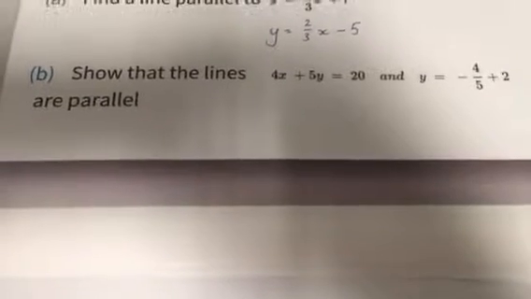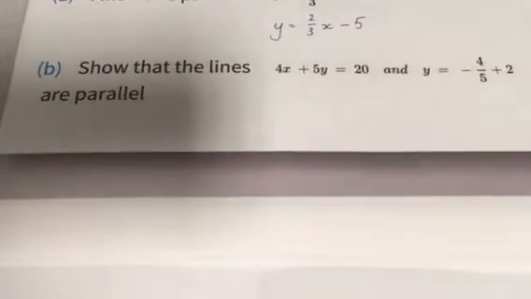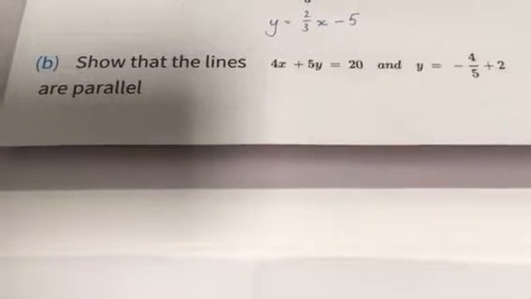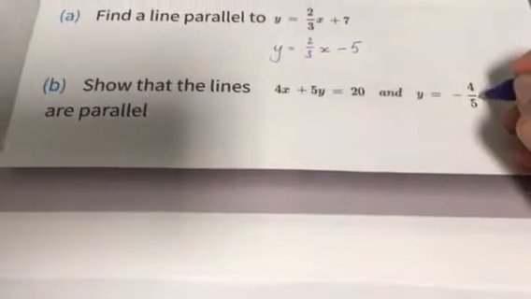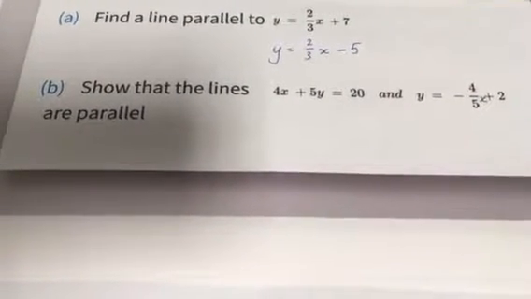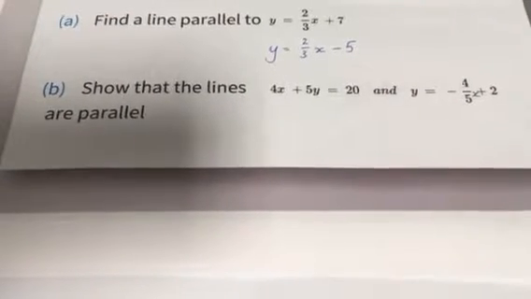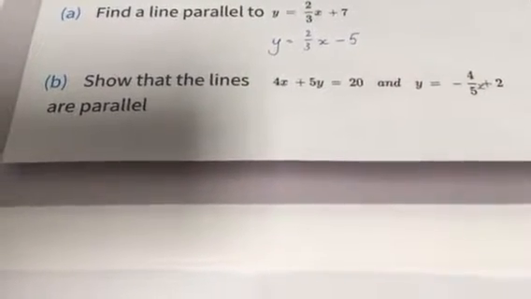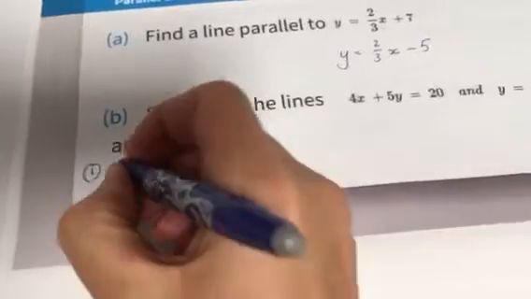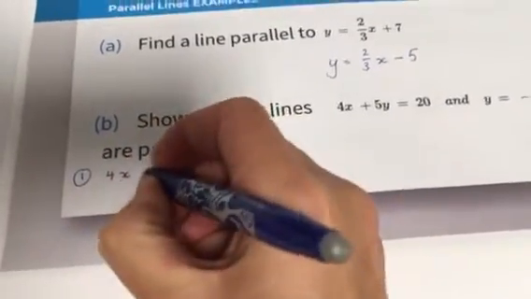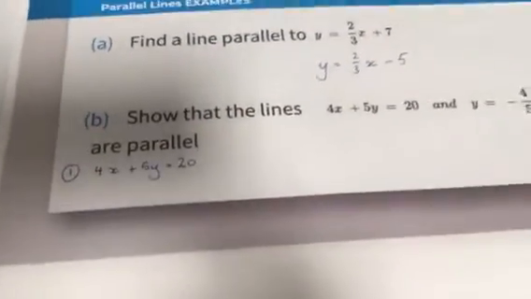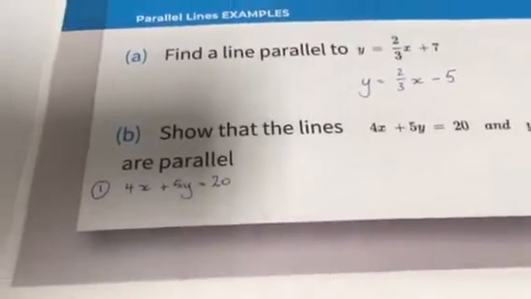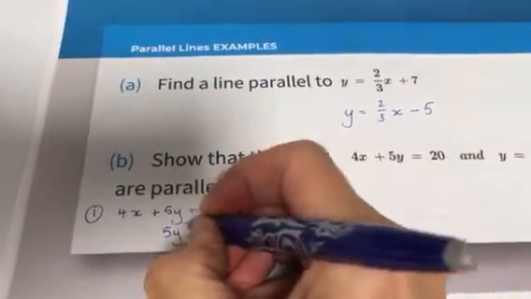Moving further along to a bit more of a complex situation, I've got this. Show that the lines 4x plus 5y equals 20 and y equals negative 4/5 x plus 2 are parallel. So when I look at those two, it's not quite clear that they have the same gradient, so I have to do a little bit of work. So let's start with equation 1. Equation 1 is 4x plus 5y is equal to 20. Before I can do anything, because I'm interested in gradient, I need to rearrange the equation. So keep my y's on this side for now.